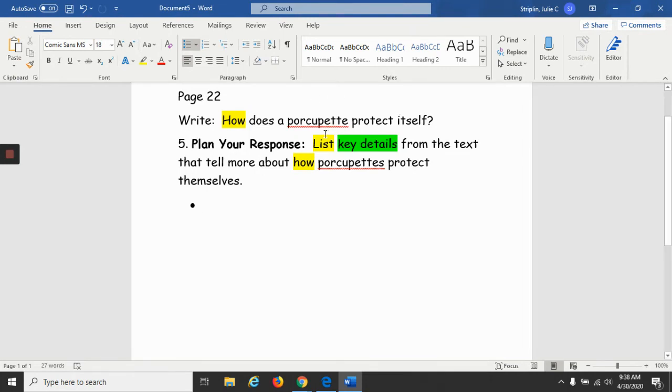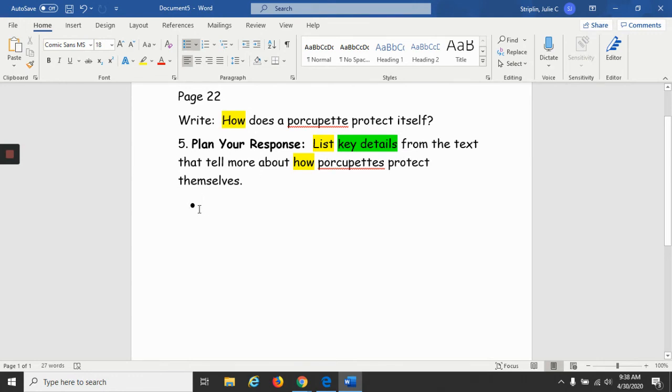I also wanted you to notice the word list. I highlighted that in yellow. When you are making a list, boys and girls, most likely you're just writing your thoughts and phrases. You don't have to write complete sentences when you are making a list. So it says list. So remember, it's just phrases or words that help you answer the question. Key details, important information from the text. Remember, the text is just the story. It's just what you're reading, the article, that tells more about how porcupines protect themselves.